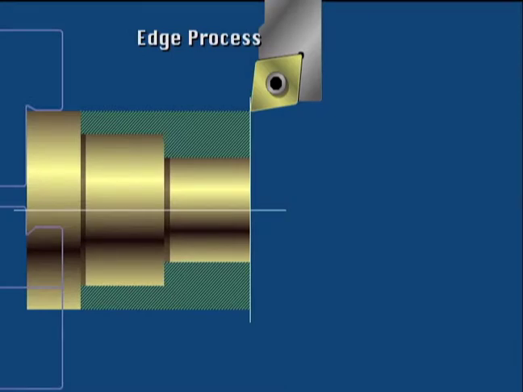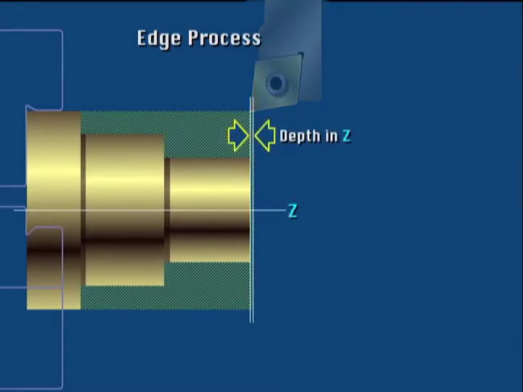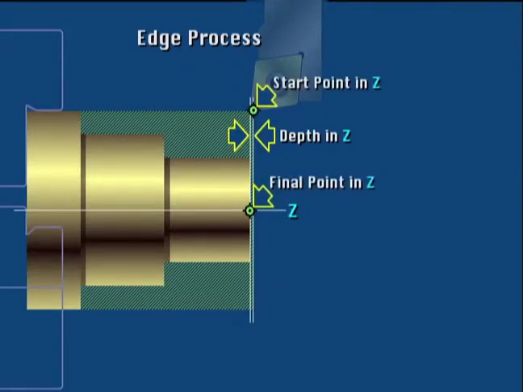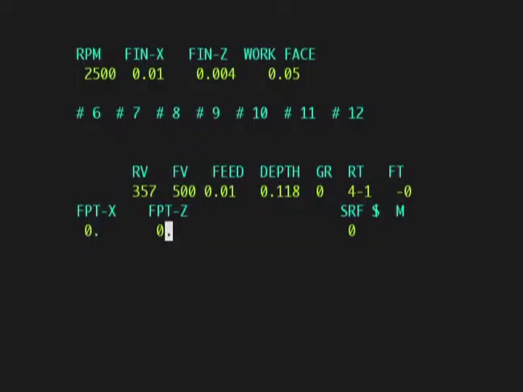Several passes to face the part. The total amount of material removed in Z will be equal to the difference between the Z-axis start and final point coordinate values. Once the final point in Z value is entered and input is pressed, the cursor will move to the column called SRF for surface roughness.